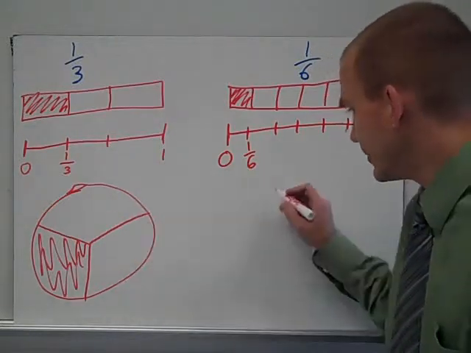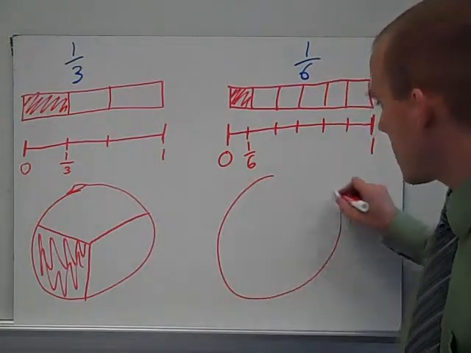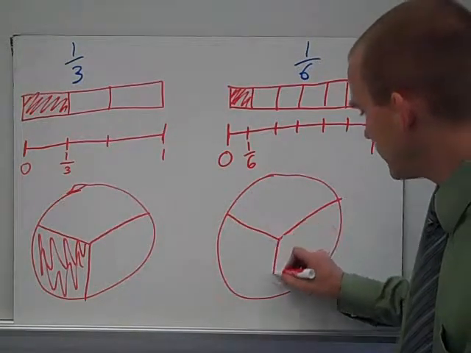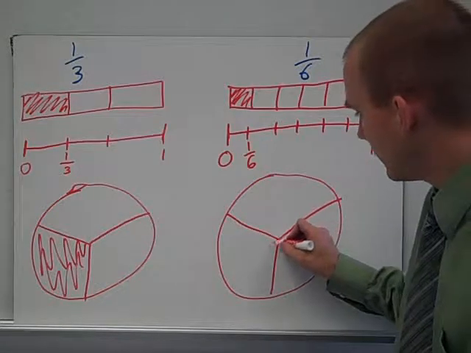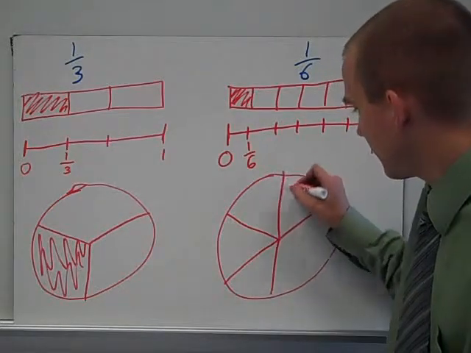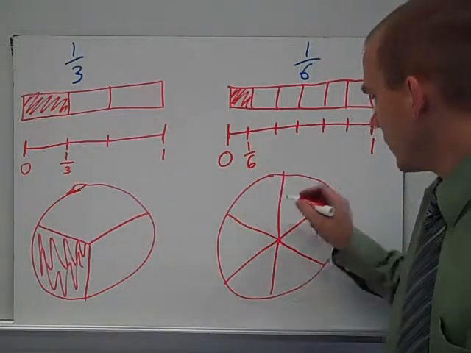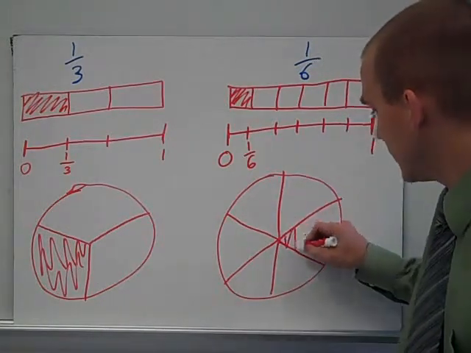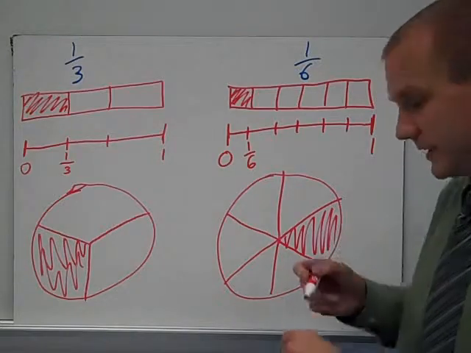The circle, you're going to do the same thing you did for thirds. Start it out and kind of do this little symbol, and then each one of them gets split in half. 1, 2, 3, 4, 5, 6. So I have 6, and I can shade in any one of them, and I have 1/6.